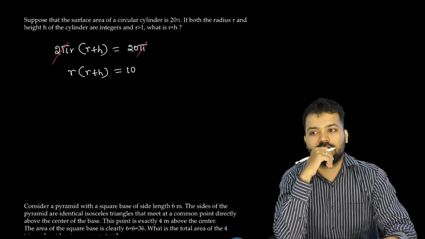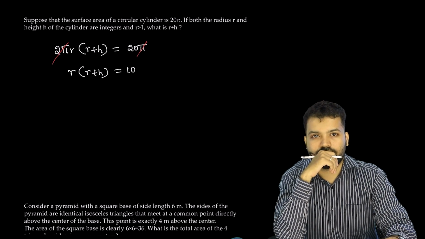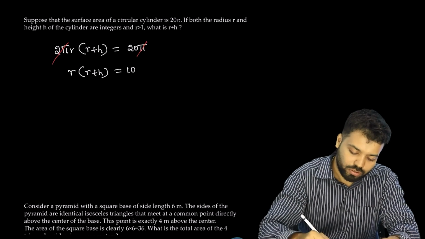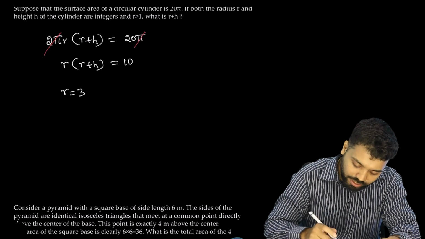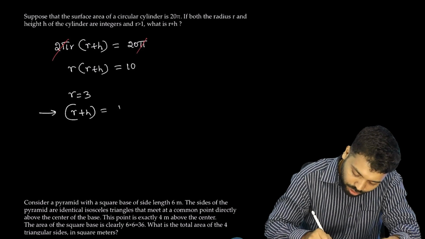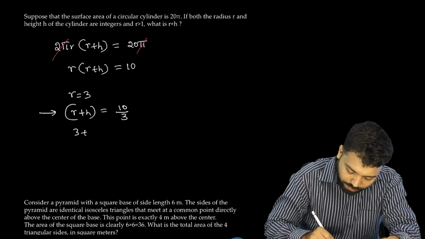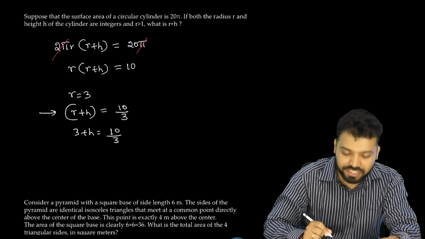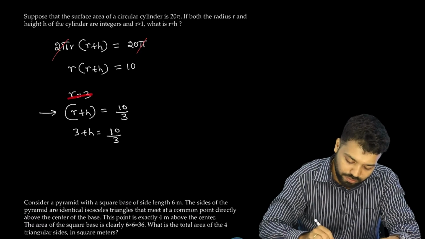If we take r to be 3, then r plus h will become fractional, and if we substitute again in 2 pi r times r plus h, we will not get the same answer, 20 pi. So what he's trying to say is, if I put r equal to 3, then simplifying this, r plus h is equal to 10 by 3. Now r is equal to 3, so 3 plus h is equal to 10 by 3, and we get h as a non-integer number.